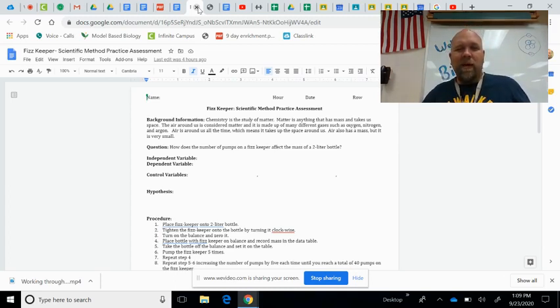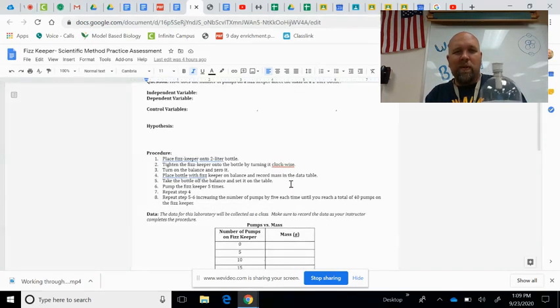The first thing we have to do is, in the question, how does the number of pumps on a Fizz Keeper affect the mass of a 2-liter bottle? Write down the independent variable and the dependent variable and any control variables. Then write a hypothesis by turning the question into an if-then statement. Those I want you to do on your own. We've had enough practice with this that you should be able to do those things right now. And you have to, because the test is coming up in a couple of days.